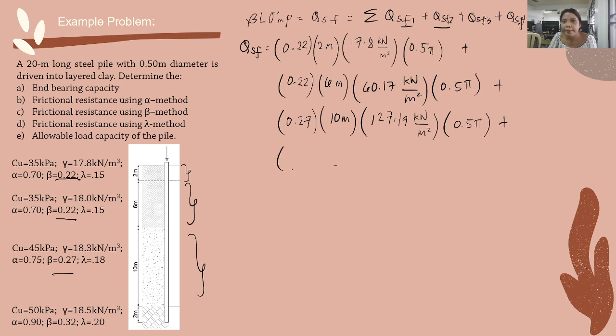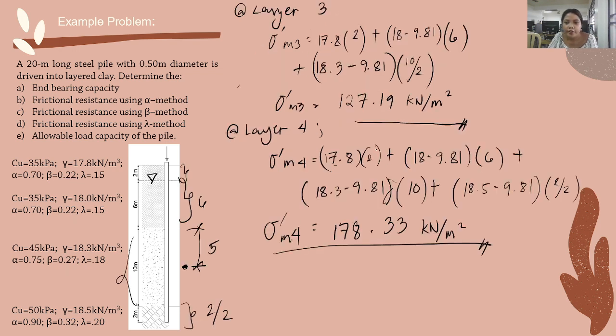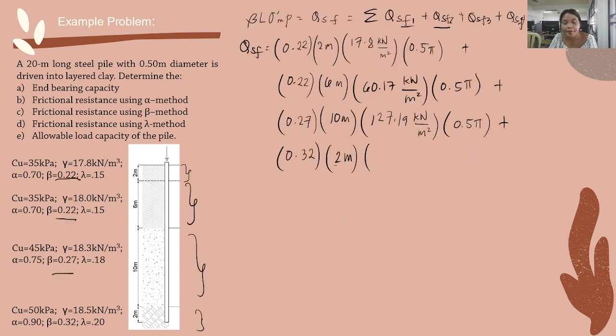So, pang-apat, 0.32 yung given na beta. So, 0.32 multiplied by length of 2 meters. So, 2 meters by your effective stress is 178.33 kilonewton per square meter by, lastly, the perimeter, 0.55.